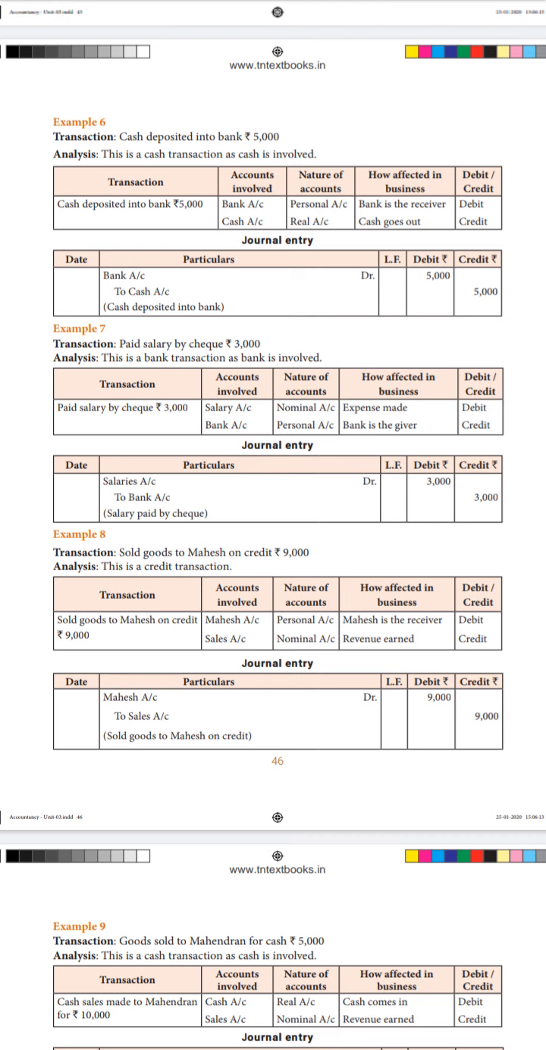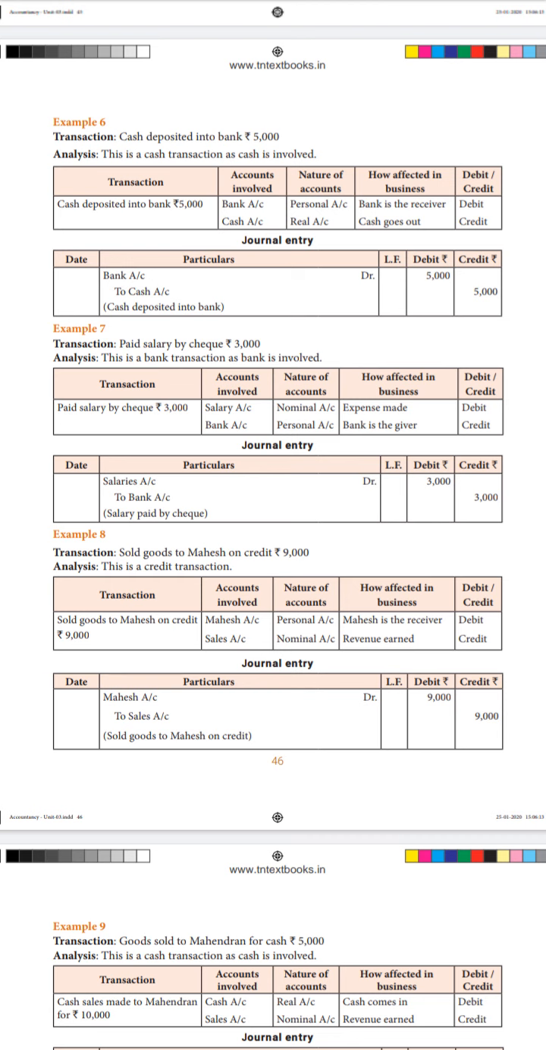Personal account golden rule is debit the receiver, credit the giver. Here we have to check whether bank is the receiver or the giver. Since we are depositing into the bank, bank receives the amount, so bank is the receiver, so we have to debit that account. Then cash account is a real account. Real account rule is debit what comes in, credit what goes out.